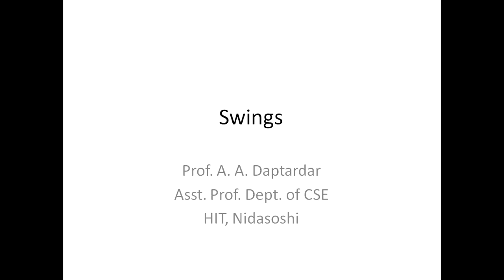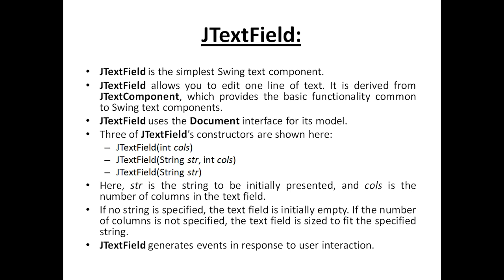So in this video, we are going to see some different types of components. For example, a text field, how we can include a text field into this container by making use of a JFrame. Next, the different types of buttons which we can use in Swing. So first one we'll see is a JTextField.